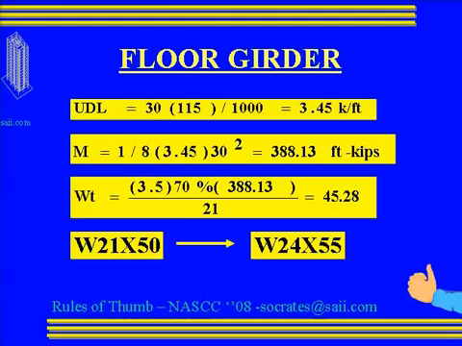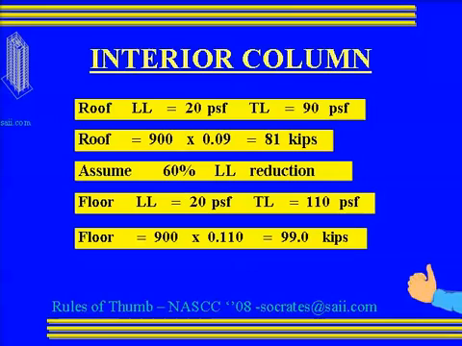Interior column, we have full live load reduction as we go down. So we end up with 81 kips on the roof, 99 on every floor, ending up with 480 kips. We use 50 KSI.